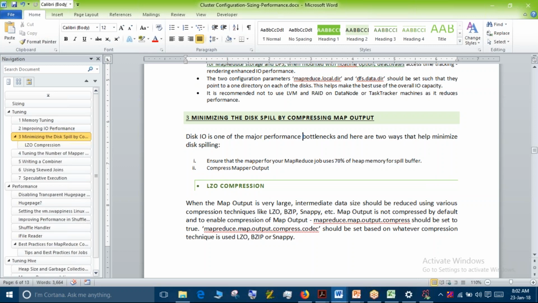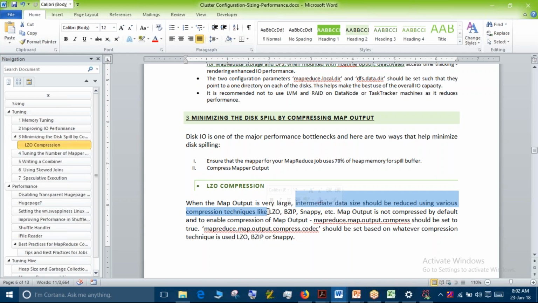Because you see, when the map output is very large, intermediate data size should be reduced using various compression techniques. If we don't know what input a map task takes and what output it gives as part of the MapReduce execution, then you never understand why the intermediate data size should be reduced using compression techniques. That is why running a MapReduce job is essential.